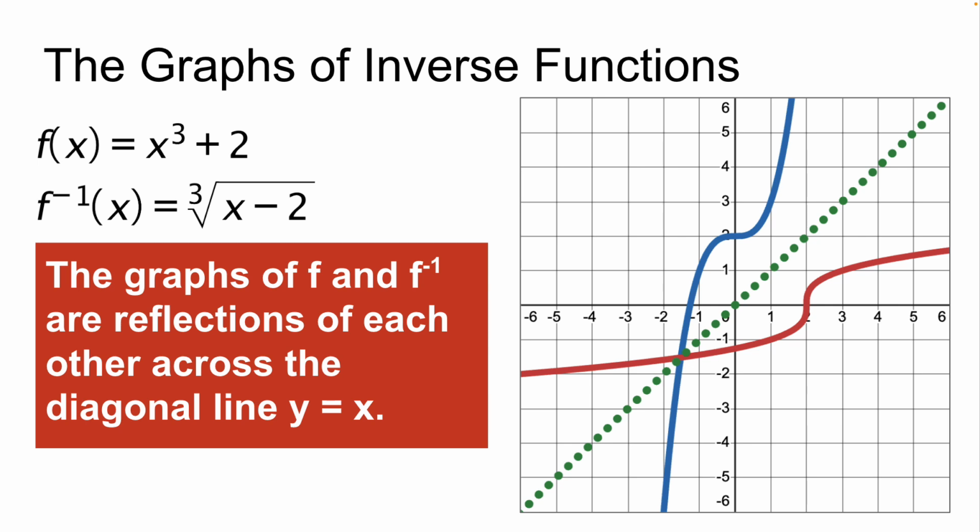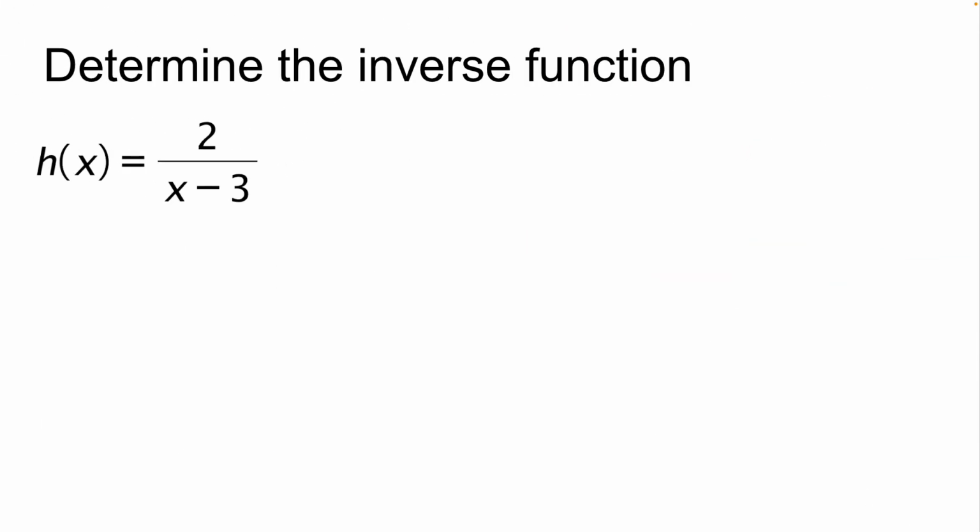So if you draw two functions and they are not mirror images across the diagonal, then they are not inverse functions. Let's take a look at one last example. In this case, our function is h of x equals 2 divided by the quantity x minus 3. If we want to determine the inverse function, our first step is to ensure that this function is 1-to-1.